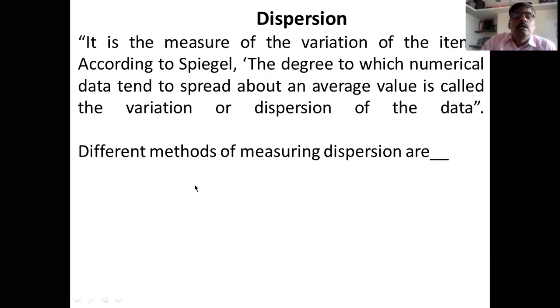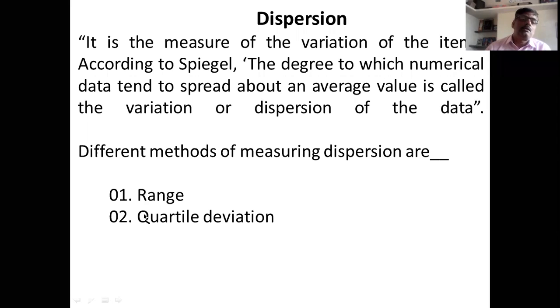Okay, then here are the methods of dispersion. First is the range. Range is the first method of finding how far the values are dispersed. Second is the quartile deviation. You already calculated the quartiles: first quartile, second quartile, third quartile. You take the first quartile and third quartile, the difference between these two is taken and divided by 2. That is called the quartile deviation.